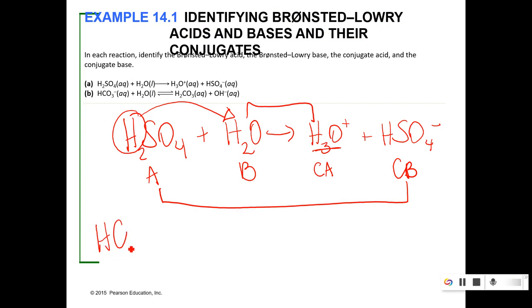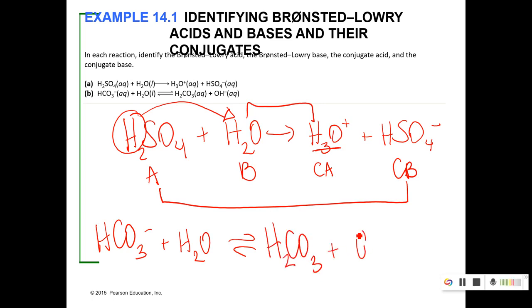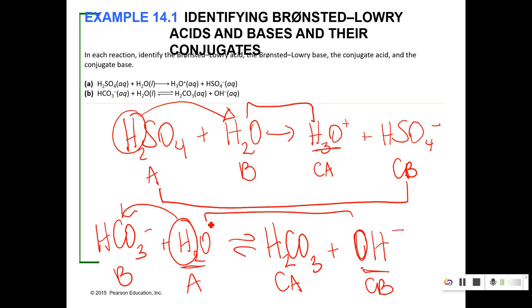Okay, let's do the second one. HCO3 minus plus water here. All right, then we've got our carbonic acid plus our hydroxide. So again, you have to look where the hydrogens are moving. If you look here and there, the water lost a hydrogen, so now the water is the acid. The carbonic acid is the base. Now the hydrogen carbonate goes with the carbonic acid, so it's the conjugate, which makes this the base. So then you need to pair them.